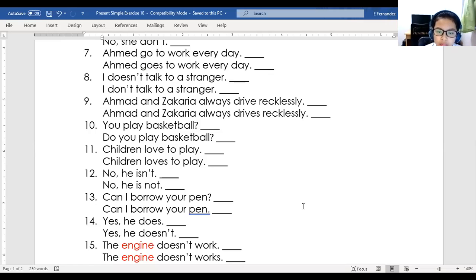Which one is correct? Second. Second, very good. What about number 9? First. First, very good. Number 10. Second. Second, that is question form. Yes, number 11. First. Very good. Number 12. First. First, very good. 13. First. First, that is question form, not a statement.